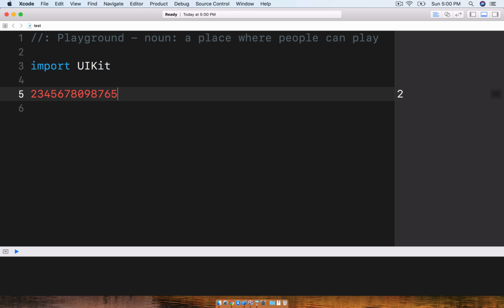Let's try some crazy number, and then modulo 4. The answer is 1. So there are times when you have to work with modulo. When would you use modulo? It's when you want to find a number that's not even.